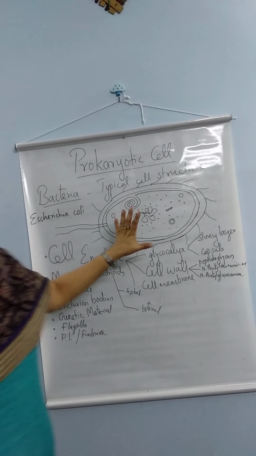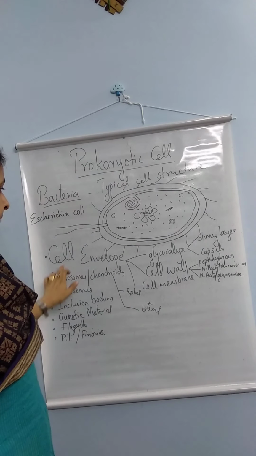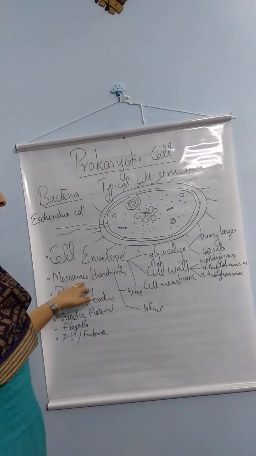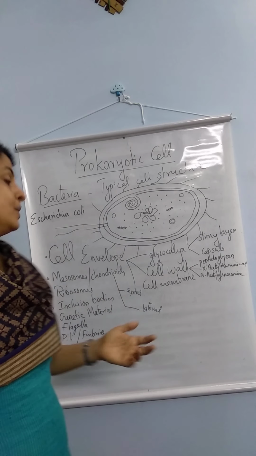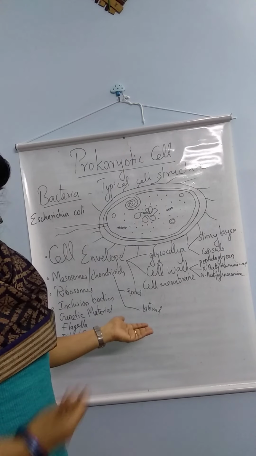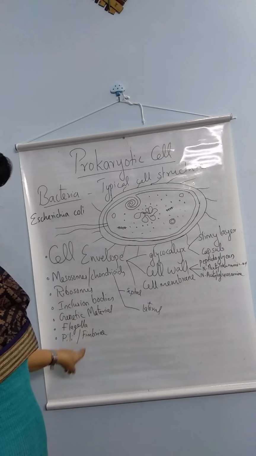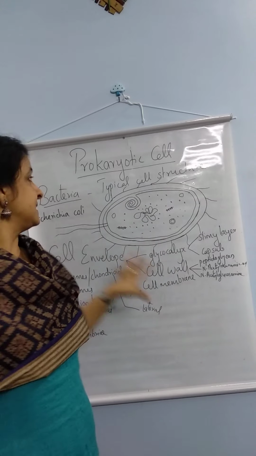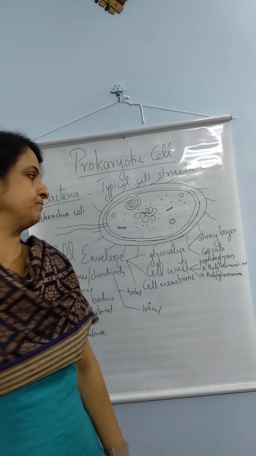Now, what are the parts of a prokaryotic cell? So these are the main parts coming under the prokaryotic cell. It will have a cell envelope. Then there are structures called as mesosomes or chondrioids. Then ribosomes are present both in prokaryotes and eukaryotes. Then inclusion bodies are there. Genetic material, about it we will study in detail. Then flagella, pili, and fimbriae. So these are the parts present inside a typical bacterial cell. Now we will learn one by one.